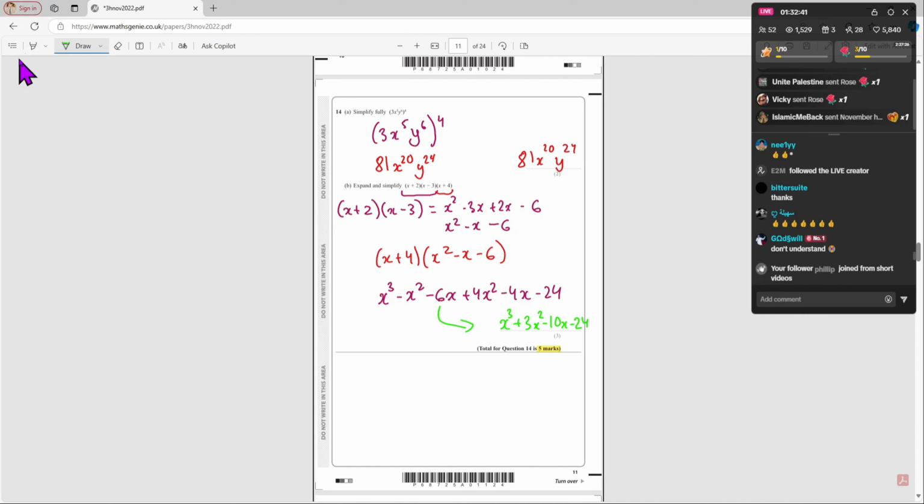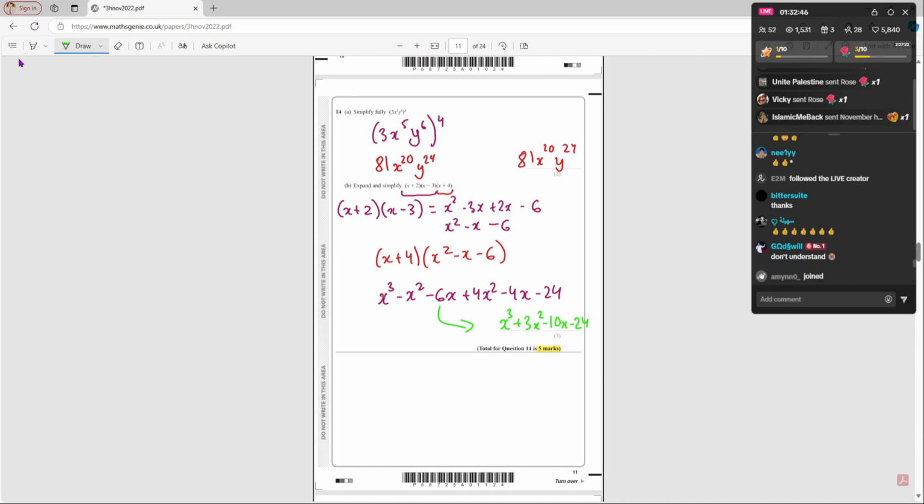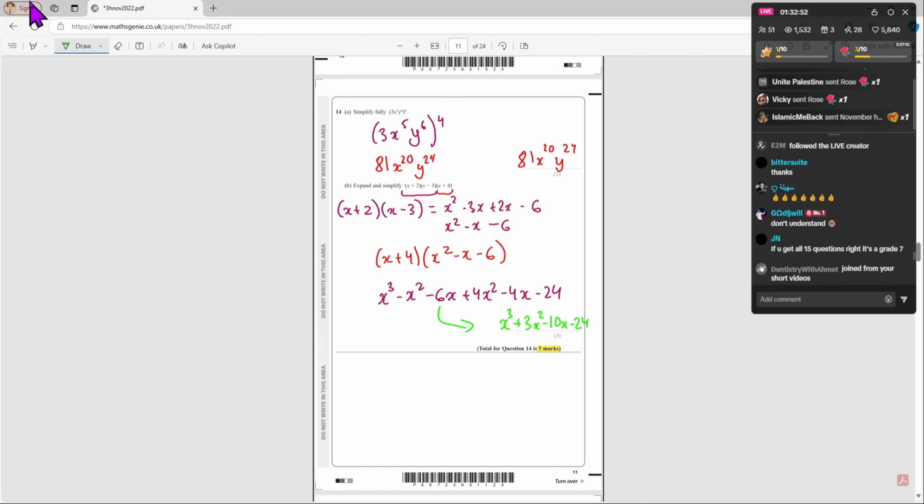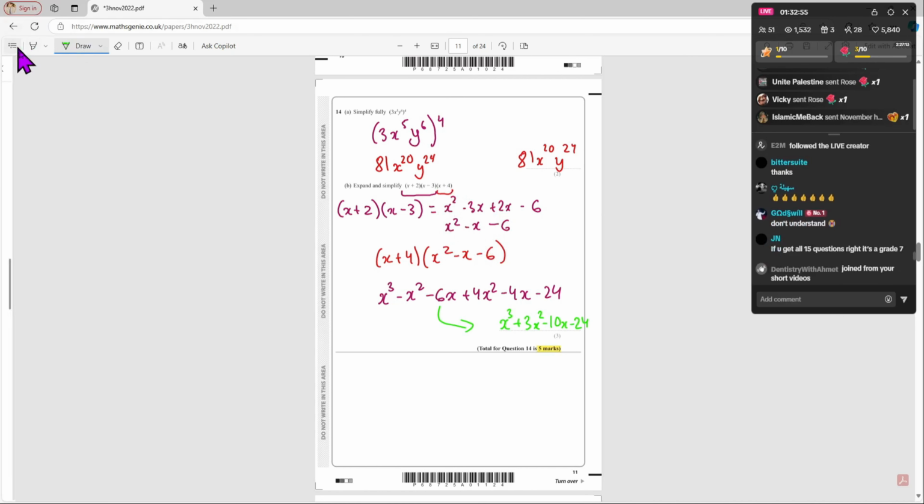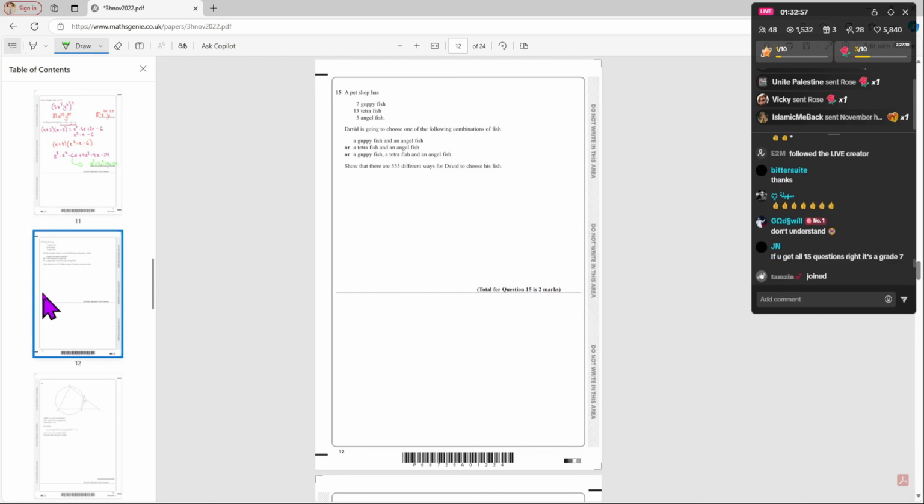If you don't understand, what we did is that first we expanded the first 2 brackets together, and then we simplified, and then we combined it with our last, 3rd bracket and expanded that out. So, question number 15.